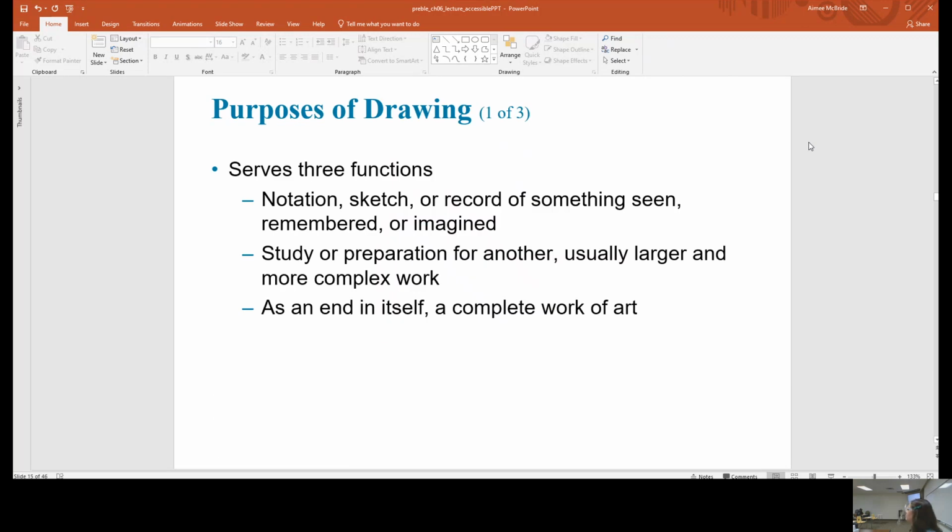But drawing itself serves three functions. I've already mentioned those. Notation, such as making notes, sketching something, and recording something that you see or want to remember, or something that you imagine. So notation being the first example of reasons why you might draw, basically to record something, whether in your brain or something that you saw. The second purpose of drawing is to study in preparation for a larger work, such as a painting. And the third reason for drawing is for it to be the end result, to make a piece of art that is a drawing.